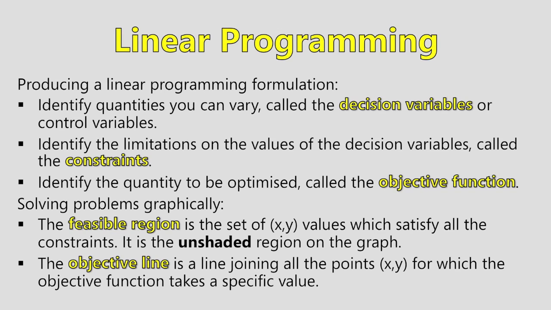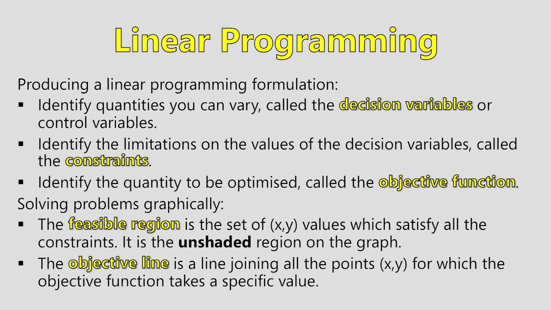The objective line is a line joining all the points x, y for which the objective function takes a specific value. So if you want the profit to equal something in particular, then there will be a line for which x and y will make that. And yeah, basically, I think that's quite simple. If it isn't, then look at it in your own time, because we're nearly finished.